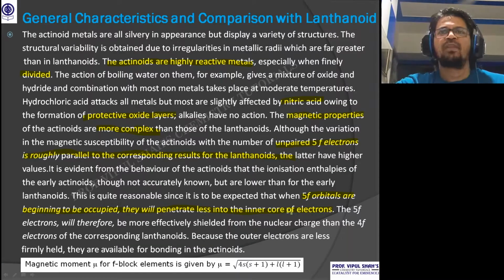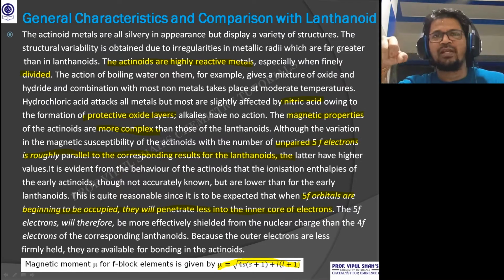And here we have a formula. If you remember, for the d block we had the formula root of n into n plus 2. Here there's a different formula for the f block: mu, the magnetic moment, is root of 4S into S plus 1 plus L into L plus 1. S corresponds to the spin, and L corresponds to the azimuthal quantum number. That's one.